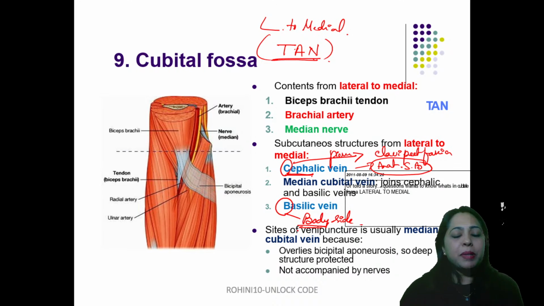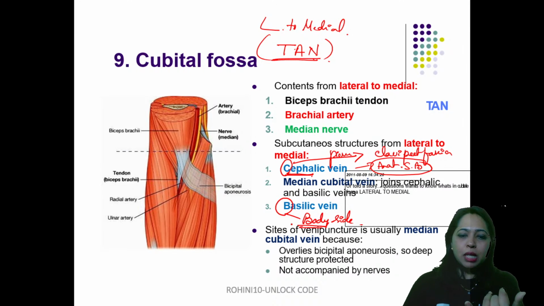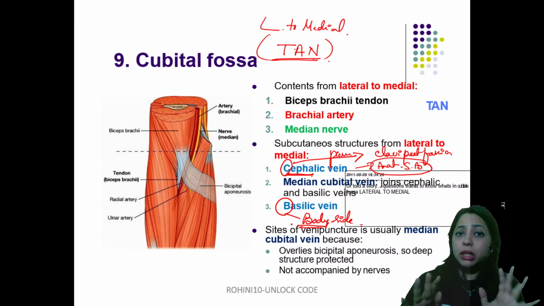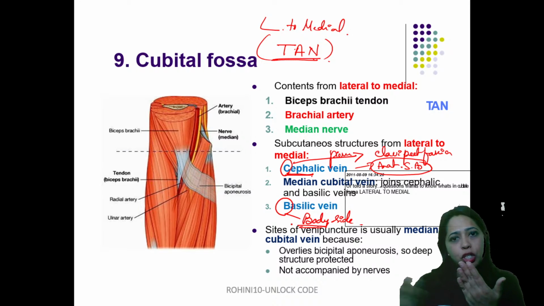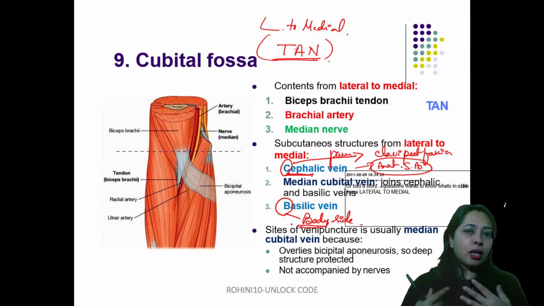Now the site of venipuncture is usually the median cubital vein. Why? It is because of two reasons. One is that it overlies the bicipital aponeurosis, and so deep structures are protected. There is not much damage to the deeper structures because you have a shield between them, that is the bicipital aponeurosis. So you can do the venipuncture comfortably.